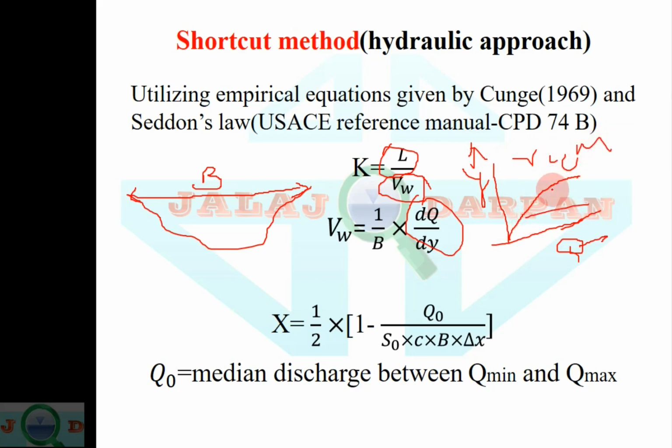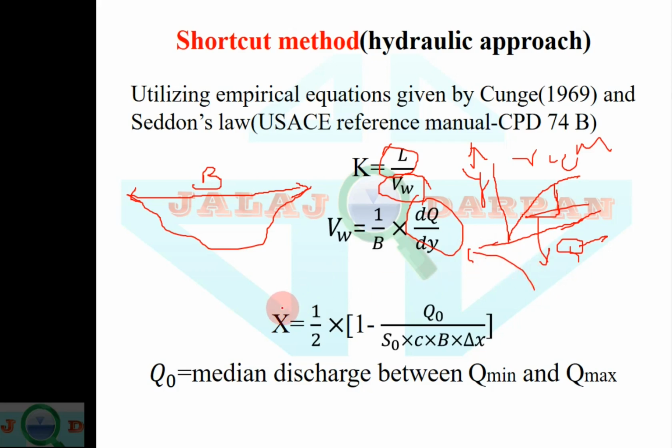So you can measure or plot the slope, that is dQ by dY. You get that slope as dQ by dY, and you can use that value as input for this equation for the velocity of the flood wave.